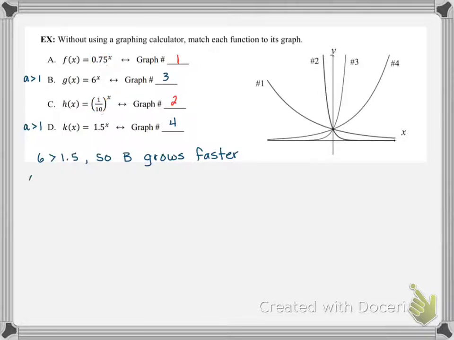So 0.75 is greater than 1/10, which makes C decay faster.